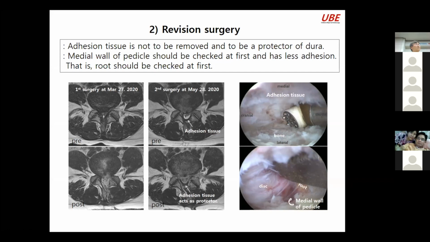I think you know that the traversing root runs along the pedicle. The medial wall of the pedicle means the lateral border of the root. So the medial wall of the pedicle should be checked first. This area has less adhesion. That means the medial wall of the pedicle, meaning the root, should be checked first. This one here. So, two issues.